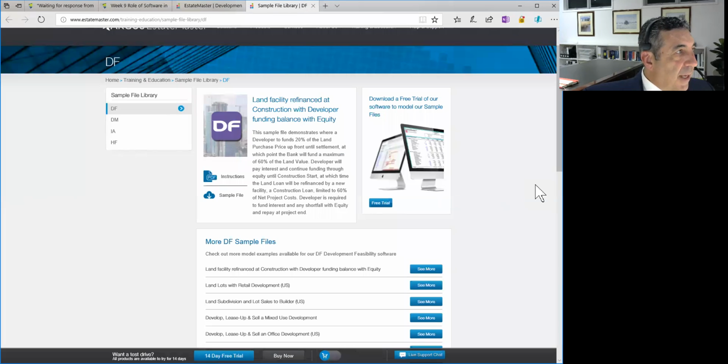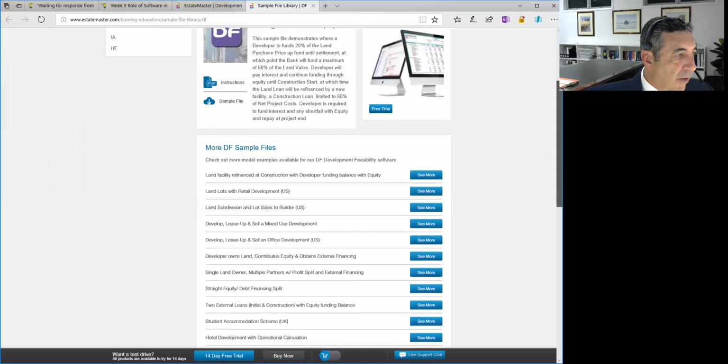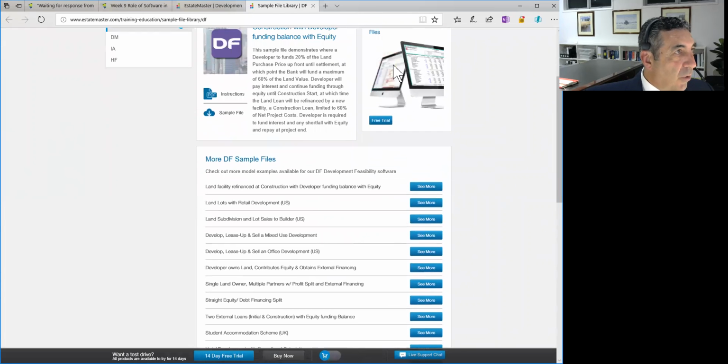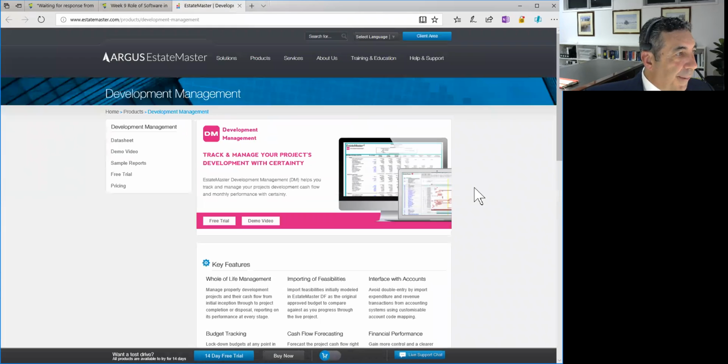Estate Master, sample file library. Have a look at that. In the notes I've reproduced, or I've extracted one of those, which you can look at. So the key features: providing an opportunity for development certainty within the context of a property development.